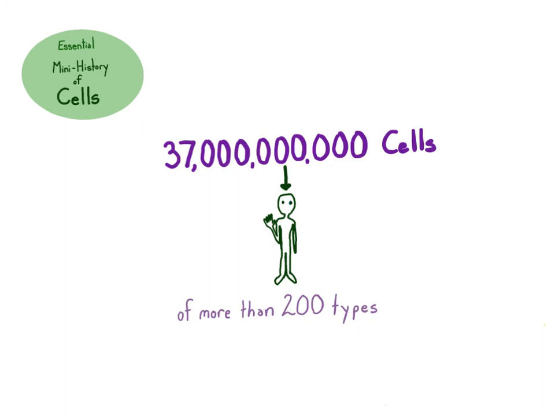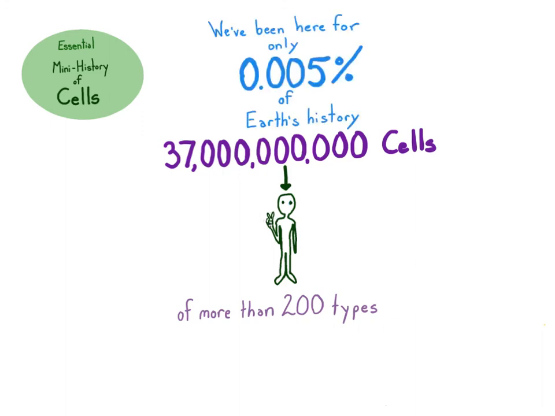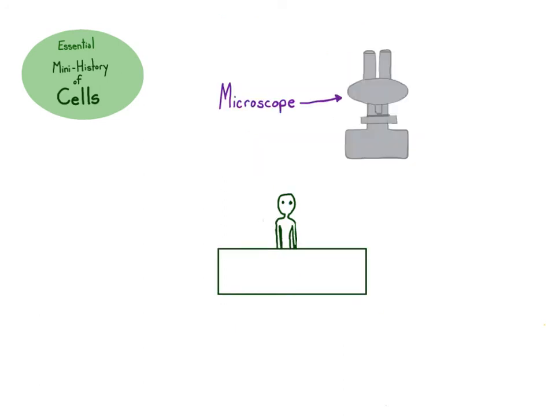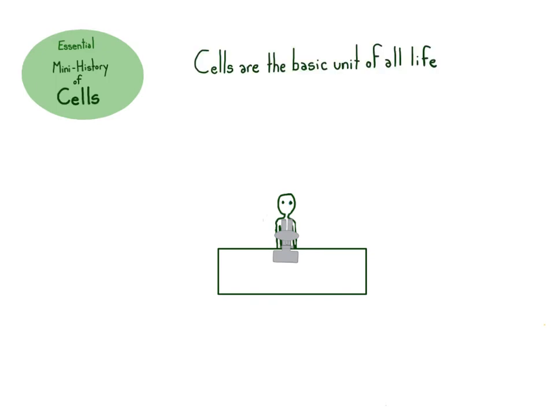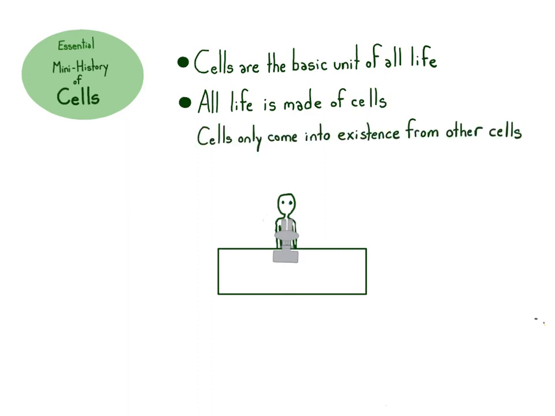We've been around for about 200,000 years, or about 5/1000% of the time since Earth formed. A few hundred years ago, humans made the first microscopes, which enabled them to see the tiny cells that make up all life. Here are a few basic things we've learned about cells since then. Cells are the basic unit of life. All life, or organisms, are made of cells. And cells only come into existence from other cells.